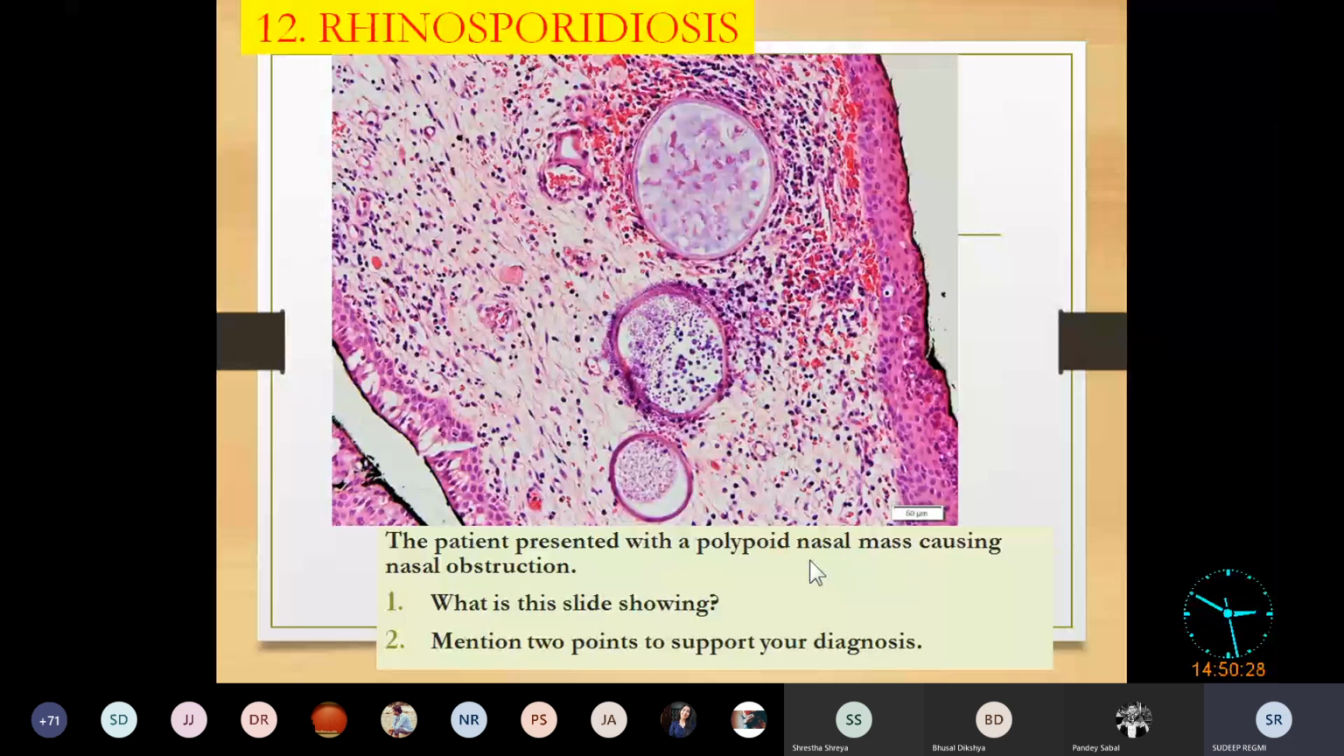What is this slide showing? You have to write that, and what is the diagnosis? The question is asking that, because the supporting points are already asked in the second question: mention 2 points to support your diagnosis. Any confusion in these slides? No, sir. Okay, then we'll move ahead.